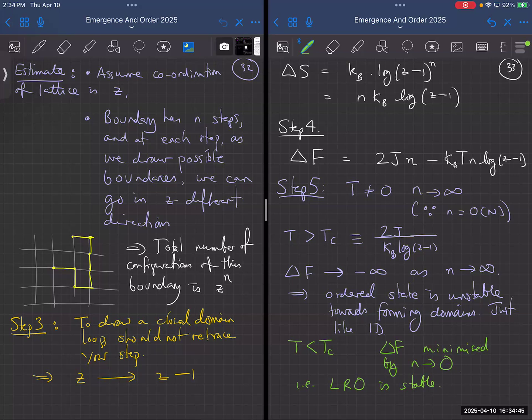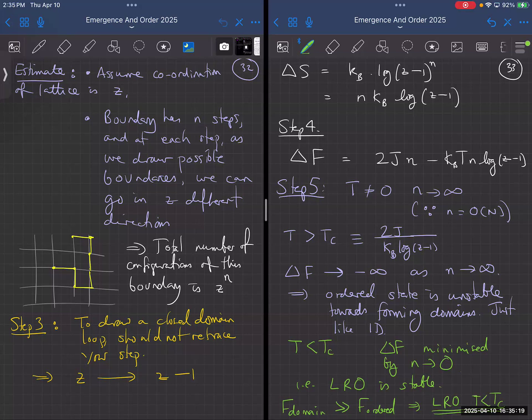So in other words, if I have a domain, that costs a huge amount of energy to create in the system which is ordered. And so what that means is that if you put a domain in, the free energy would be higher. So the free energy with a domain is much, much greater than the free energy of the ordered state. And so that means that you get long-range order for T less than T_c.